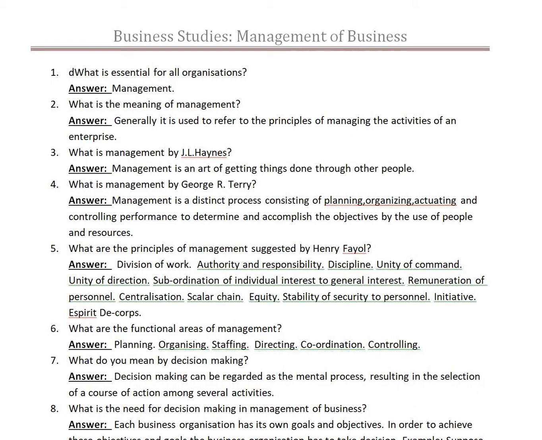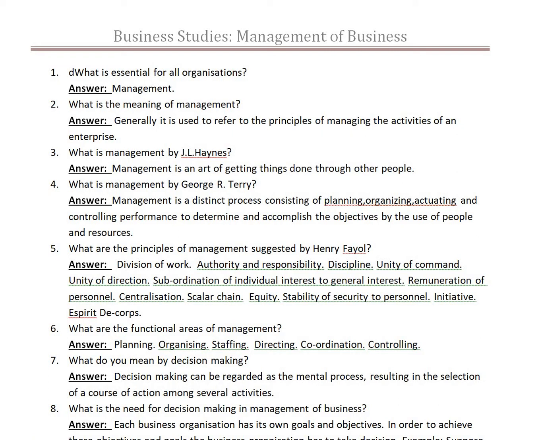What is the meaning of management? Generally, it is used to refer to the principles of managing the activities of an enterprise. What is management according to J. Haynes? Management is an art of getting things done through other people. What is management according to George R. Terry? Management is a distinct process consisting of planning, organizing, actuating, controlling, performance to determine and accomplish the objectives by the use of people and resources.